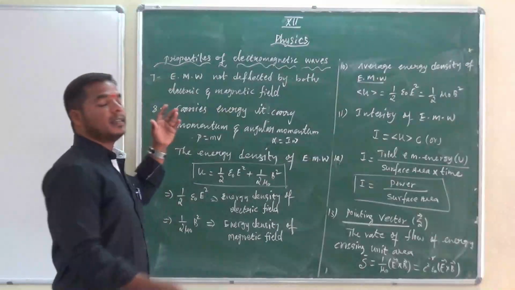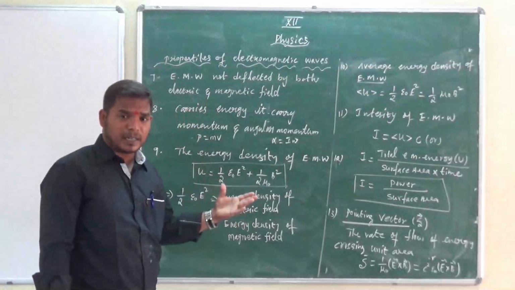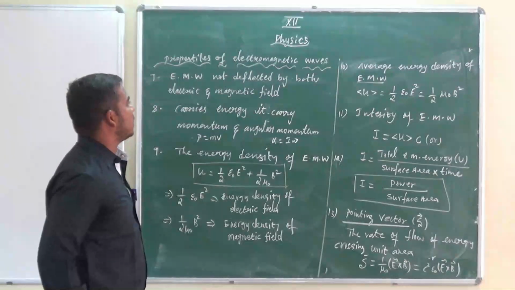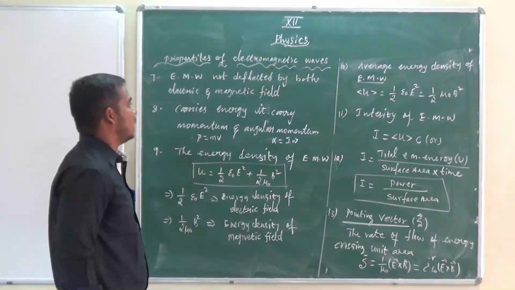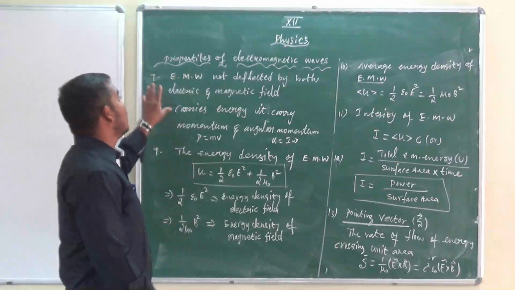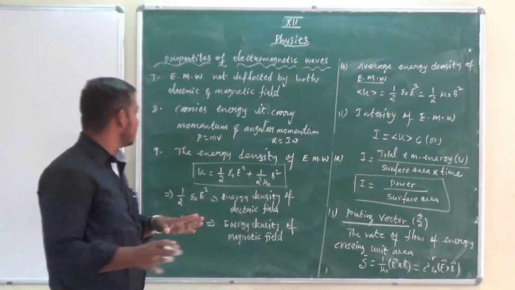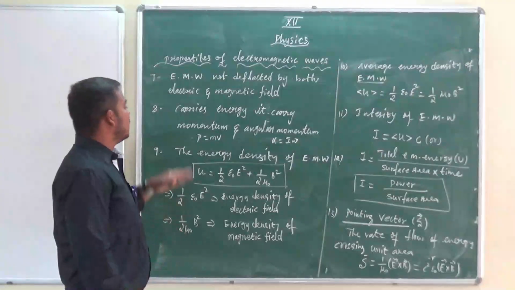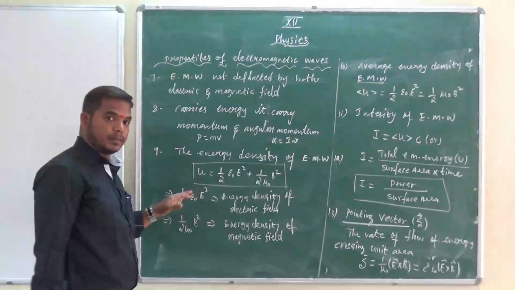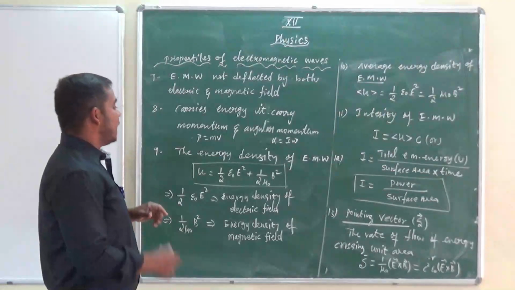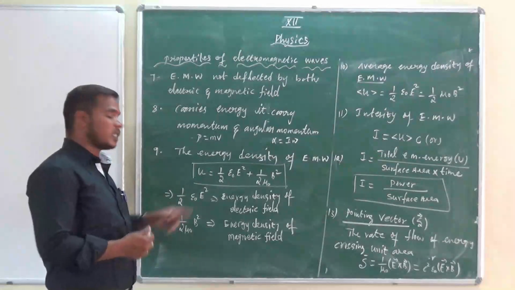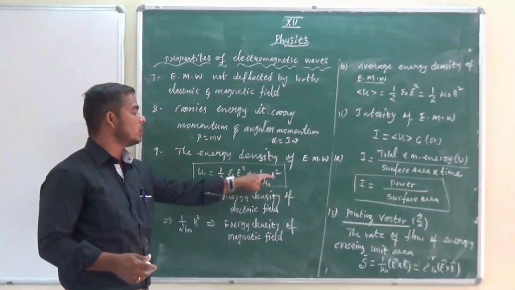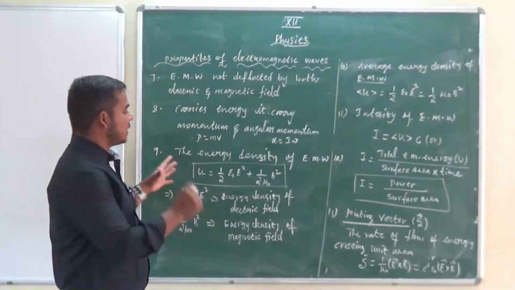So already we have discussed 5 points, isn't it? 6 points, 7 points, once again we recall. Electromagnetic waves are not deflected by electric and magnetic fields, because electromagnetic waves are chargeless. And electromagnetic waves not only carry energy, they carry momentum and angular momentum. And 9th point, the energy density of electromagnetic waves, represented by the symbol U, is 1 by 2 epsilon 0 E square plus 1 by 2 mu 0 B square.